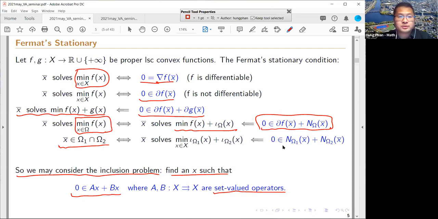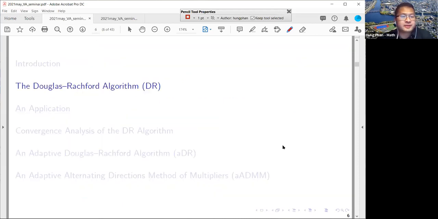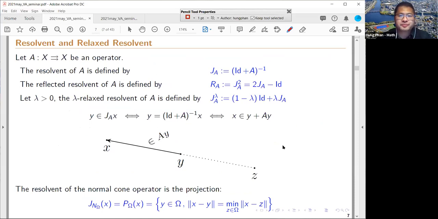Right, I will move on to the next slide. And I will describe the Douglas-Rachford algorithm in a geometric way. But first of all, we will talk about the resolvent and the relaxed resolvent.